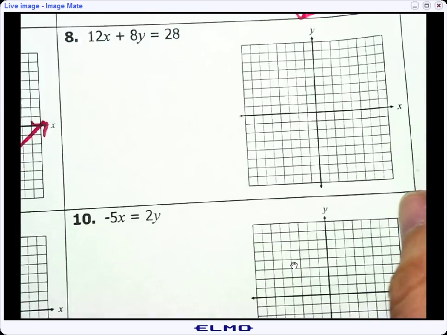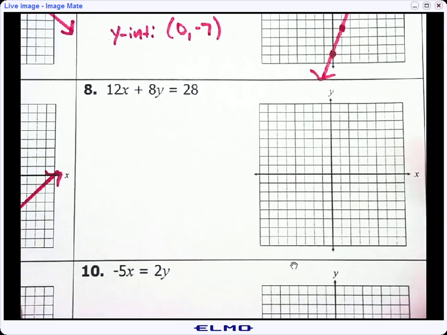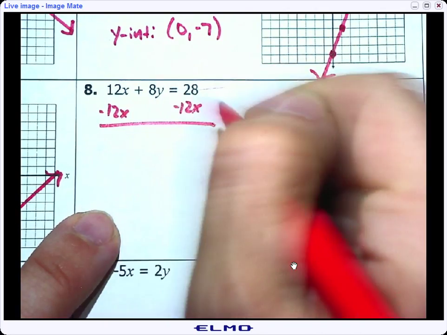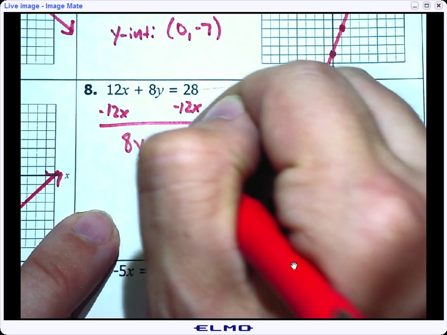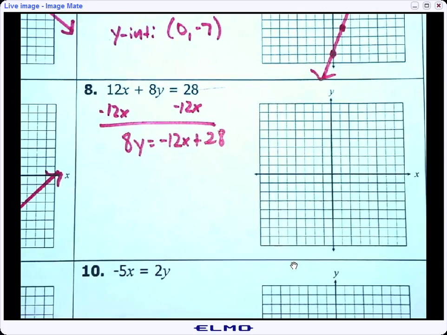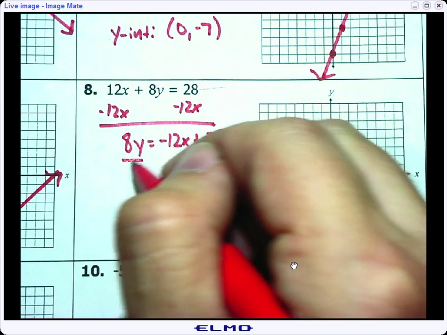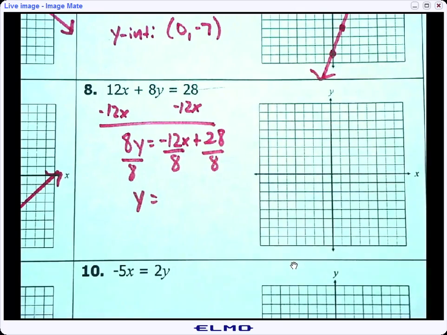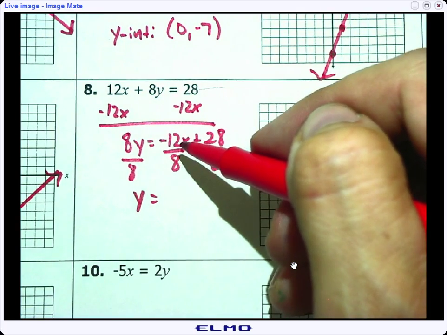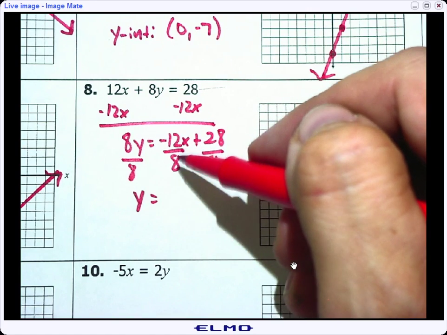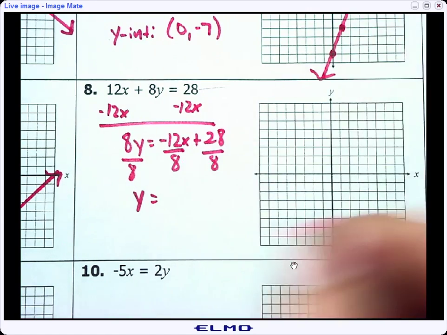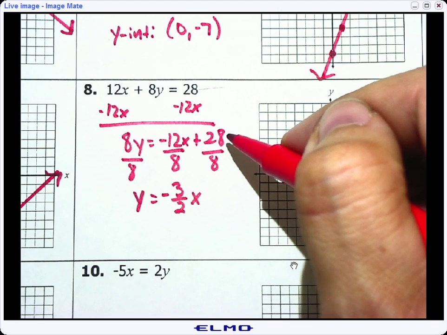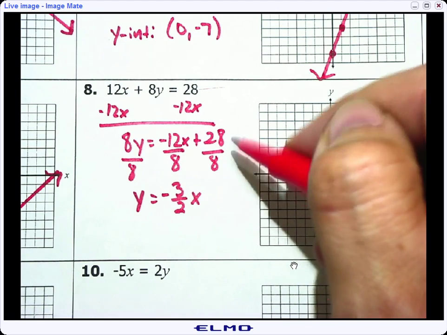All right, number 8. Similar story. This is not in the right form, so we're going to start by subtracting 12x from both sides, and that's going to give us 8y equals -12x plus 28. At this point, we got to divide everything by 8, which gives me the final equation, y equals -12 over 8. 8 doesn't divide into 12, but 12 over 8 simplifies by a factor of 4, which is going to give us a -3 over 2x. Same thing here. 8 does not divide into 28 evenly, but both are divisible by 4.